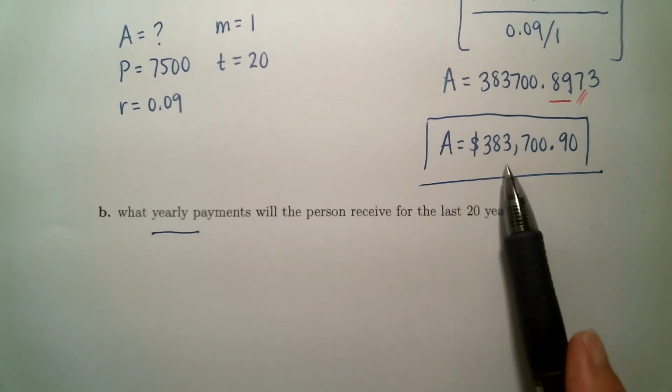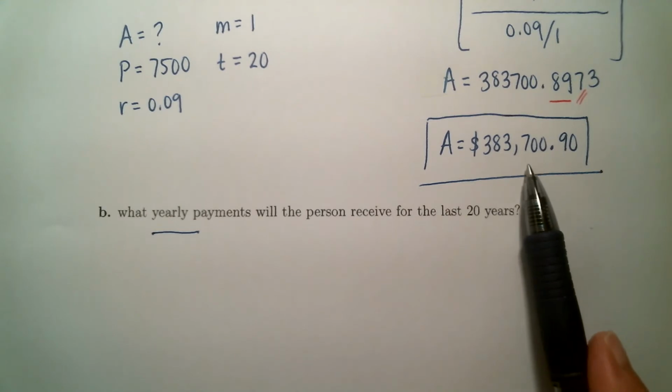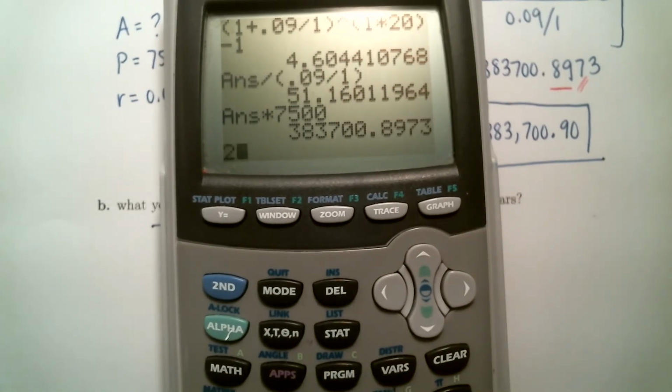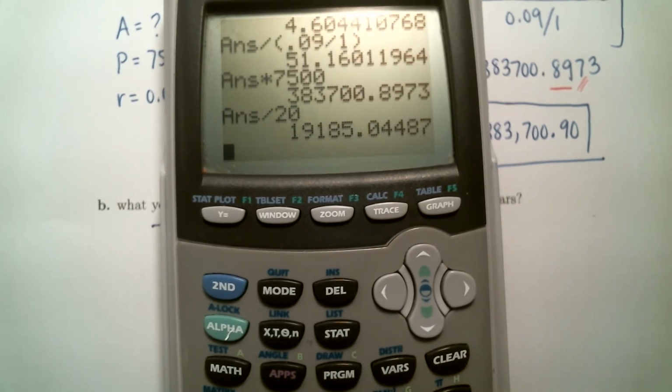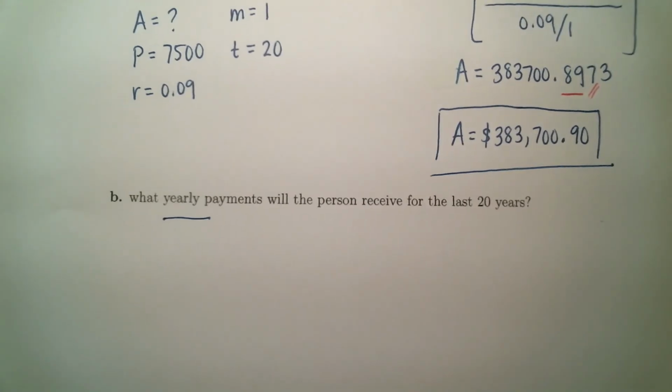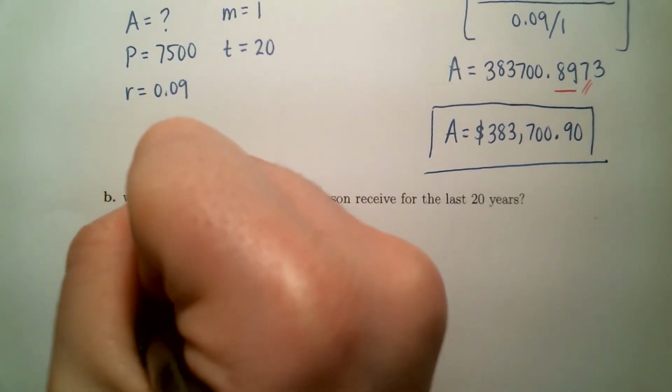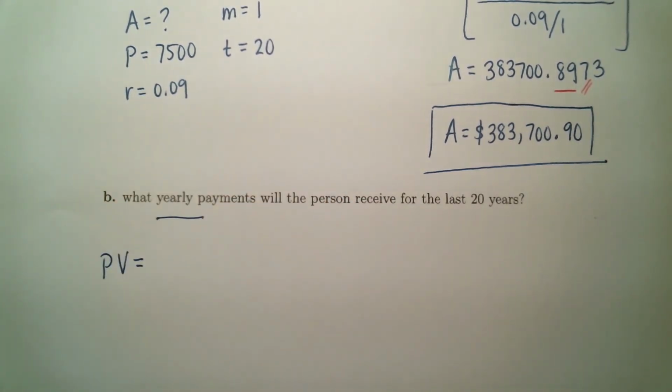Again, you can't just take this amount and say, I've got 20 years and I'm receiving one payment a year, so I'll divide it by 20 and get $19,185 every year. That's not how it works. Remember, the person will receive a yearly payment, and there's still money left in the account. That money that's still there is still earning interest. So you have to use the present value of an annuity formula, because an annuity is being paid out.